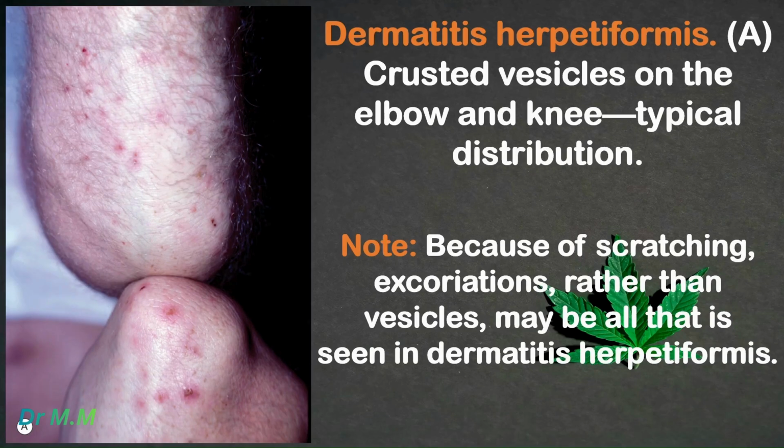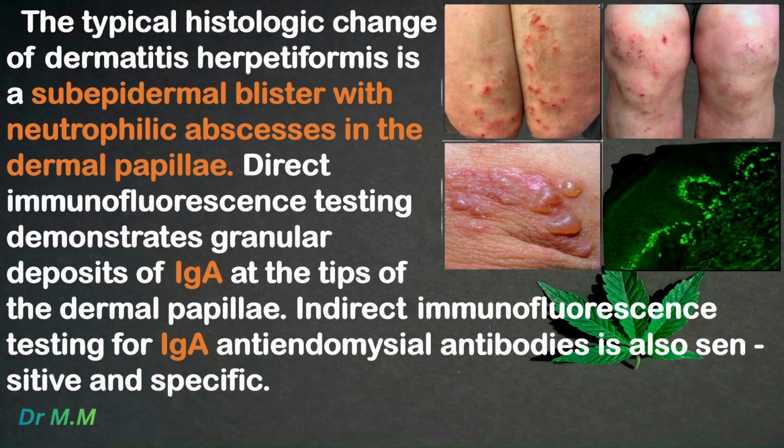Dermatitis herpetiformis, crusted vesicles on the elbow and knee, typical distribution. Note, because of scratching, excoriations rather than vesicles may be all that is seen in dermatitis herpetiformis. The typical histologic change of dermatitis herpetiformis is a subepidermal blister with neutrophilic abscesses in the dermal papilla. Direct immunofluorescence testing demonstrates granular deposits of IgA at the tips of the dermal papilla. Indirect immunofluorescence testing for IgA anti-endomysial antibodies is also sensitive and specific.